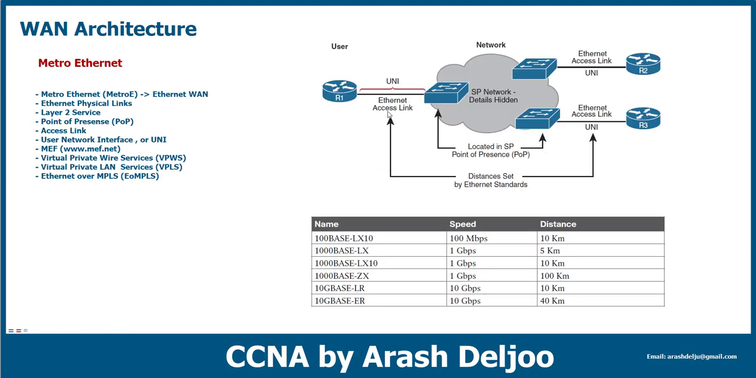In this picture, you can see the overall structure of Metro Ethernet. As I explained before, here we have the POPs, or points of presence, located in the service provider, and you know that here we have the UNI, or user network interface. This is the Ethernet access link. For the Ethernet access links, we have multiple types of fiber that we can use according to the technology that the provider supports. For example, we can use 100BASE-LX10.